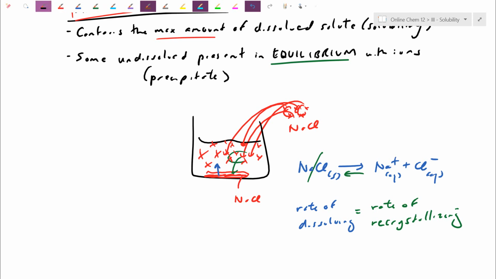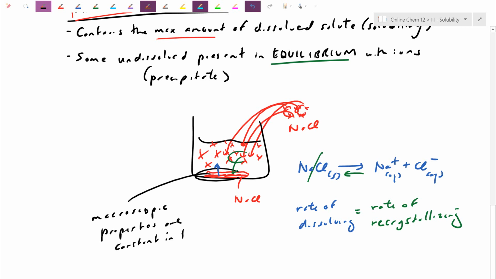Macroscopically, it looks like nothing's changing. So I'll make that note here. Macroscopically, macroscopic properties are constant in time.